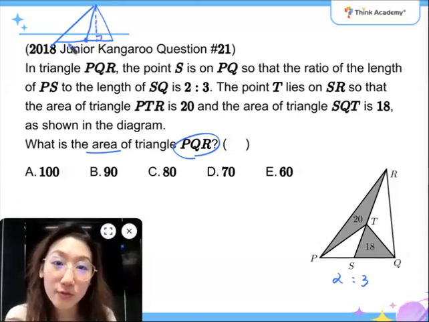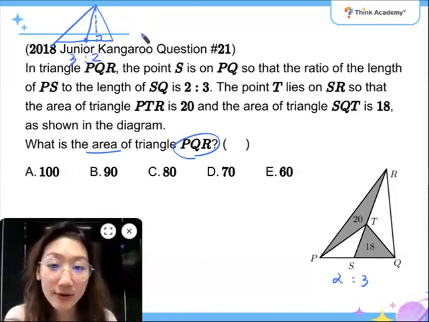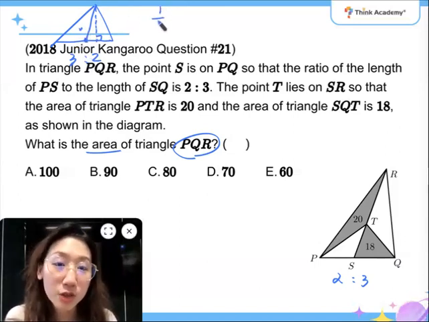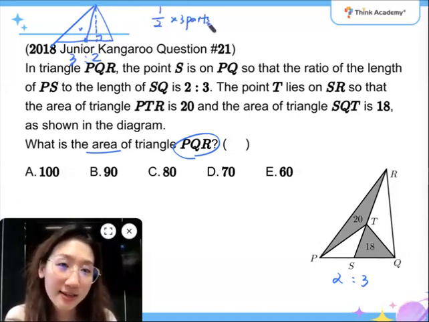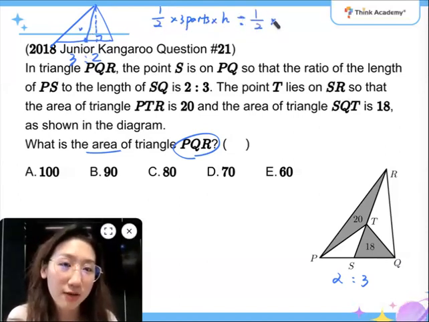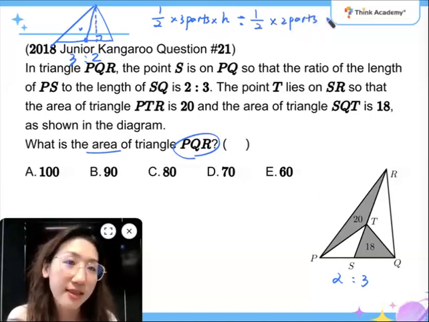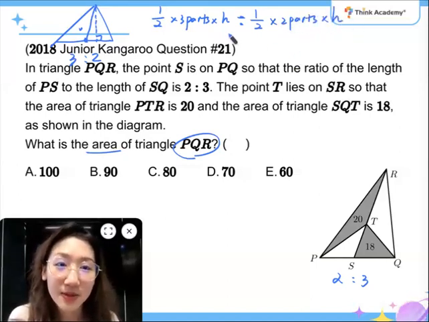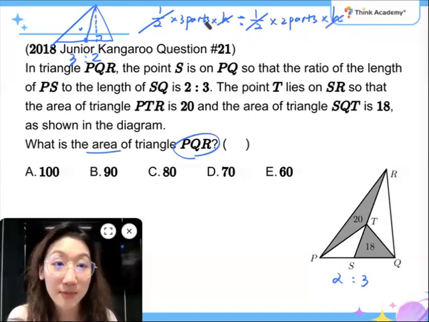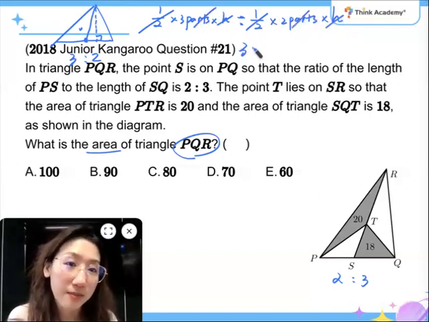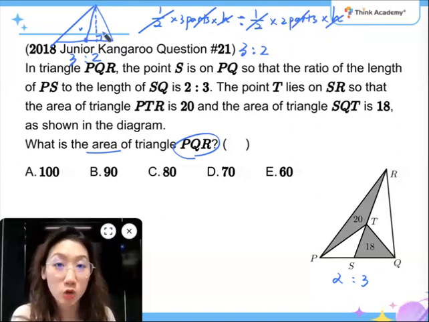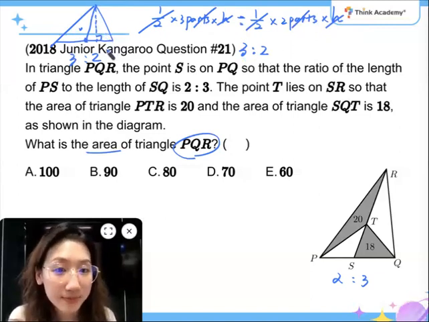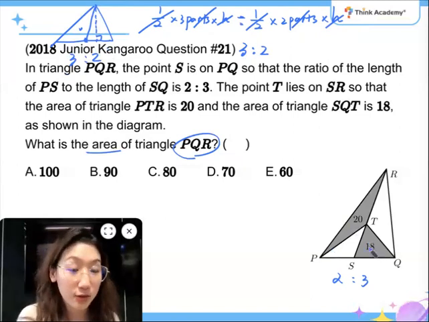So now if the ratio of their bases is, let's say, 3 to 2 in this case, then for their areas, for the left triangle you would do half times the base times the perpendicular height. And on the right triangle, you have half as well, and then the base is 2 parts, and the height is the same height as well. So the half can be cancelled, the height can be cancelled as well, and for the parts it's the same thing. So that means the ratio of the areas of the two triangles is equal to the ratio of their bases. Okay, so using that we can solve this question.